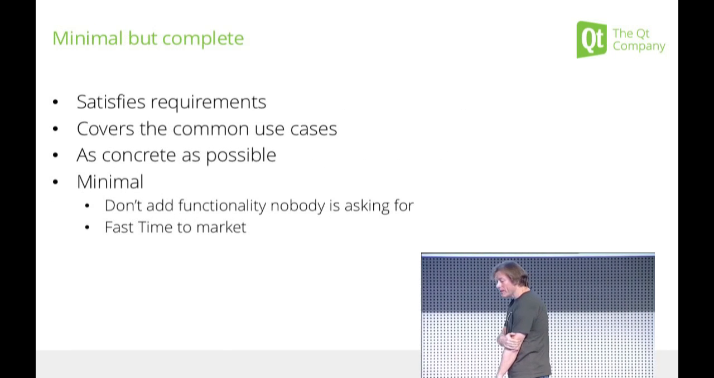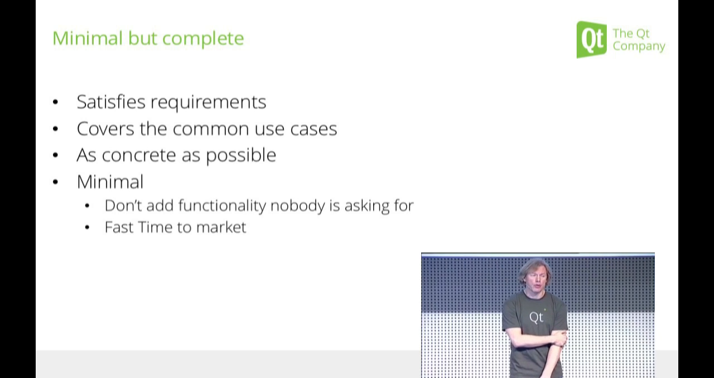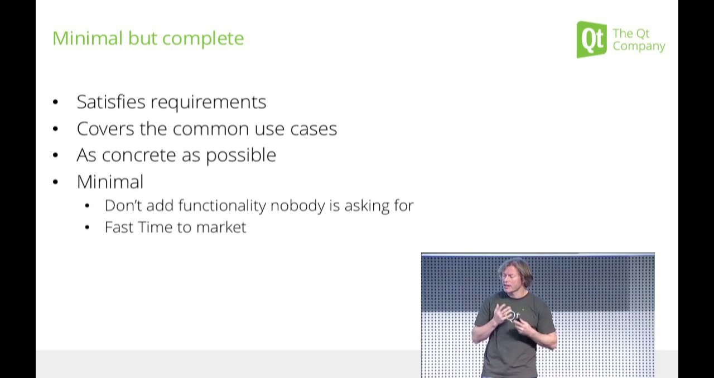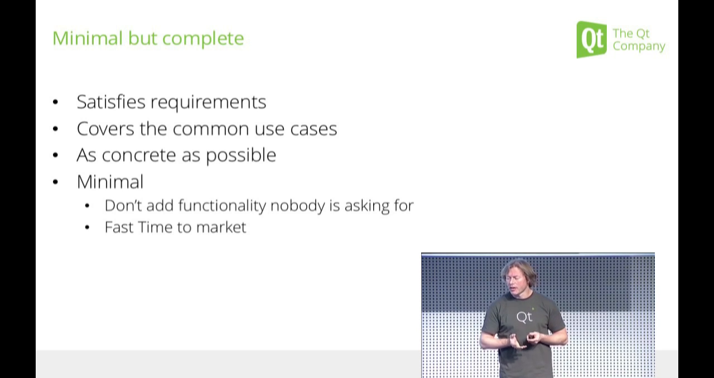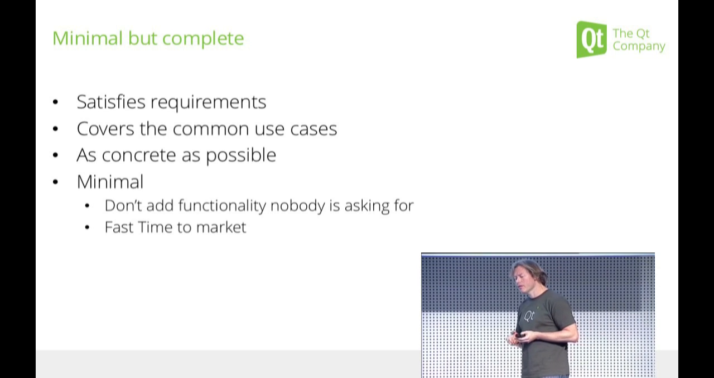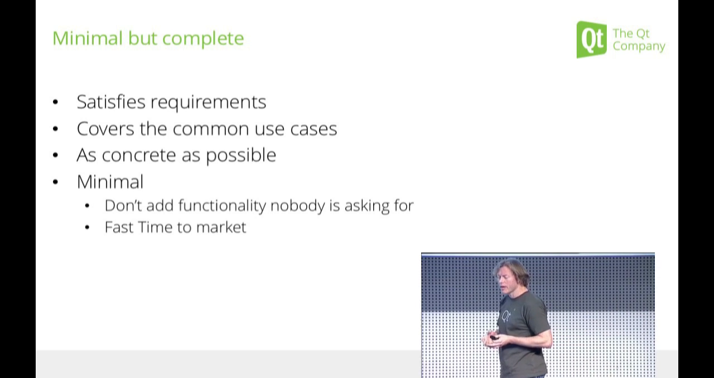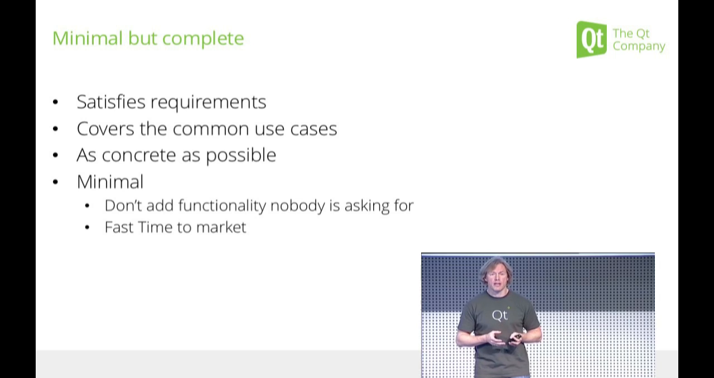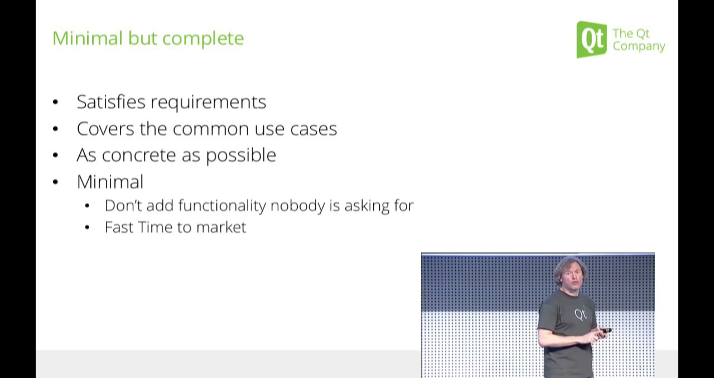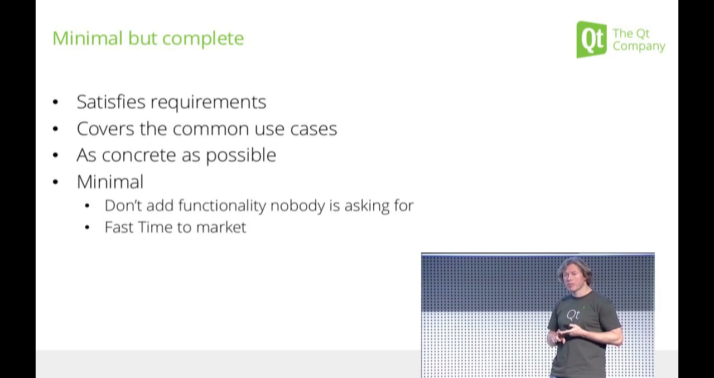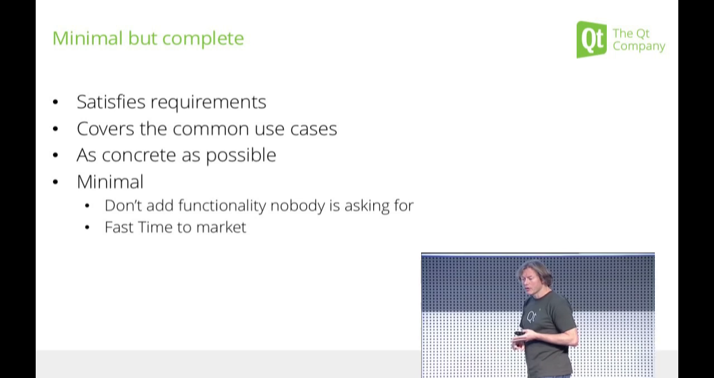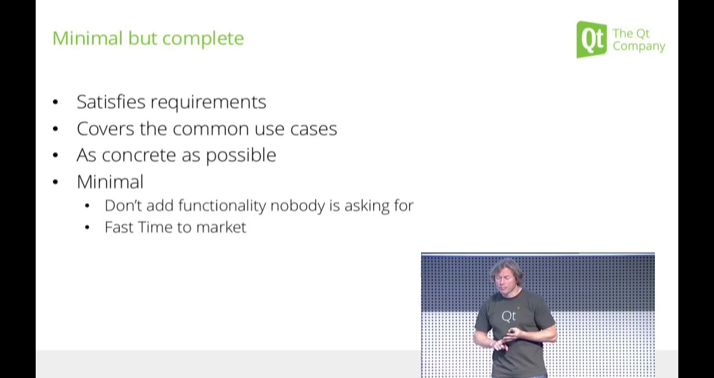It should also be minimal but complete. When you go in and figure out what your class actually wants to do, you want to satisfy the requirements. You want to cover the common use cases, but you also should avoid adding functionality that nobody is asking for. The reason is that it bloats. Usually it's then not tested. You don't get feedback from your users whether it's actually good. You spend a lot of time doing that. It just doesn't help you.